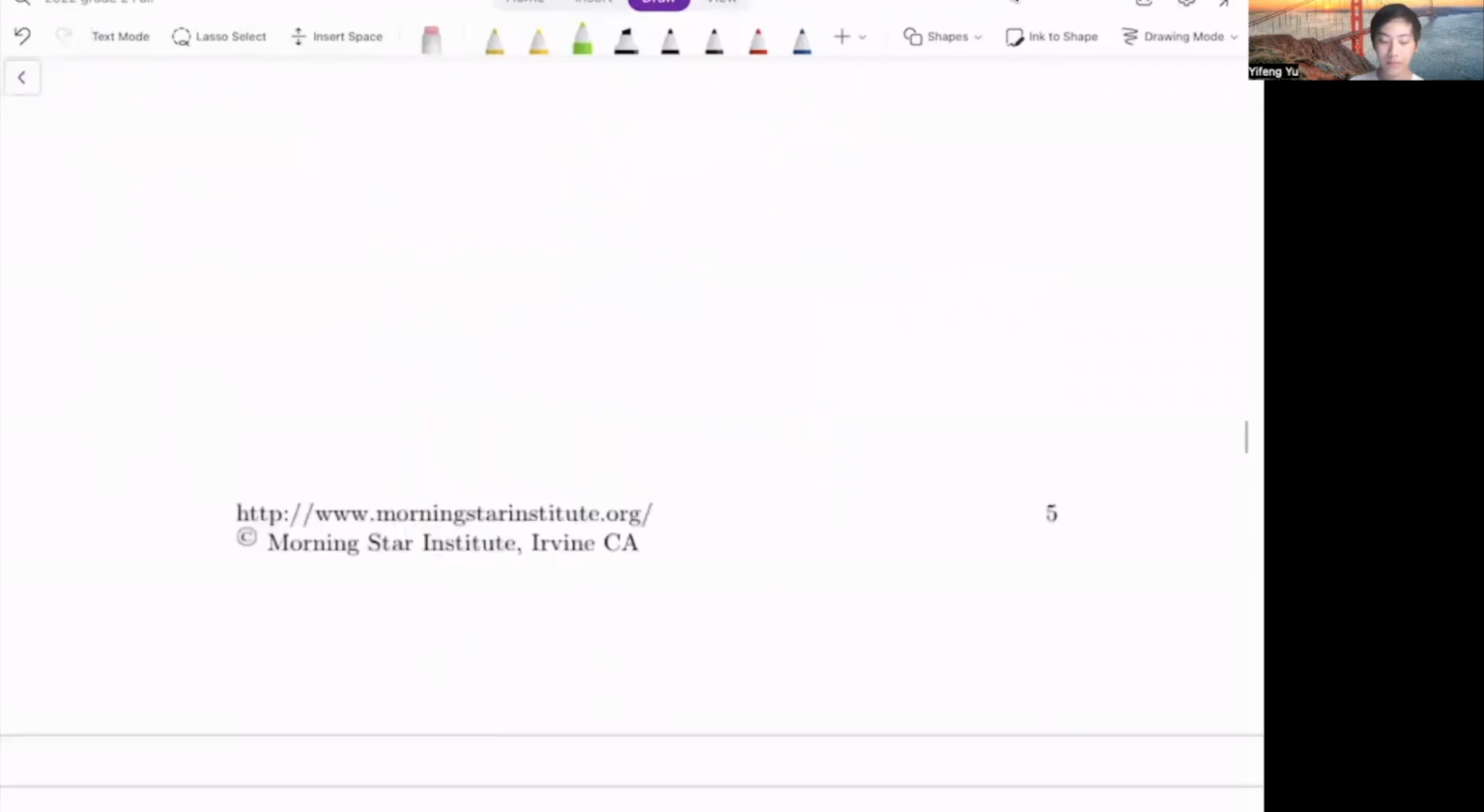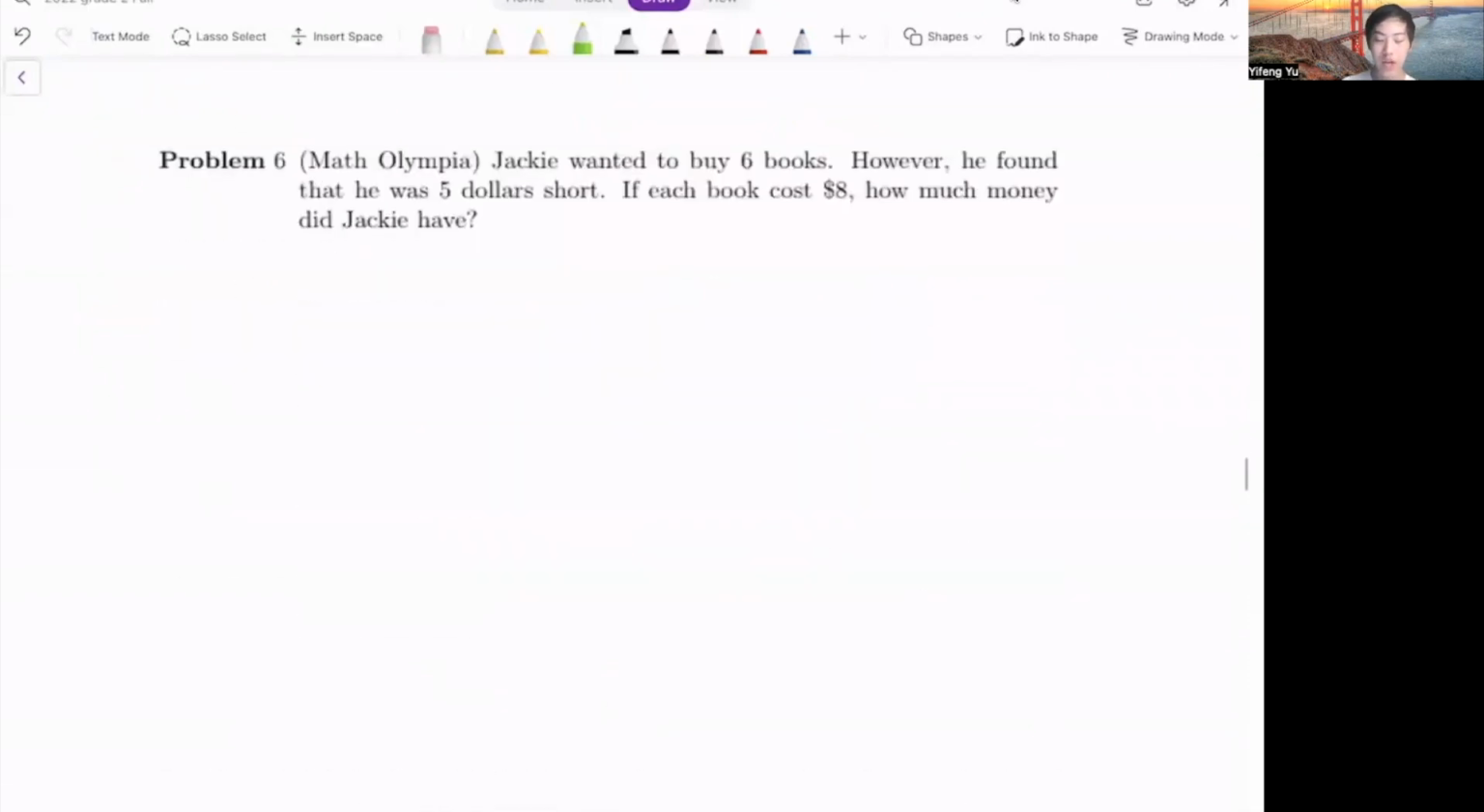Okay, moving on. Problem 6. Jackie wanted to buy 6 books. However, he found that he was $5 short. If each book cost $8, how much money did Jackie have?